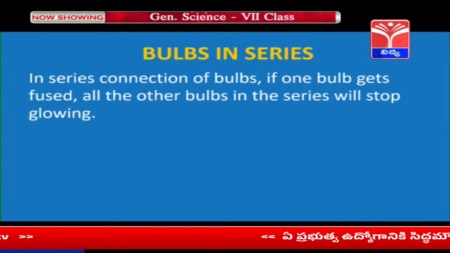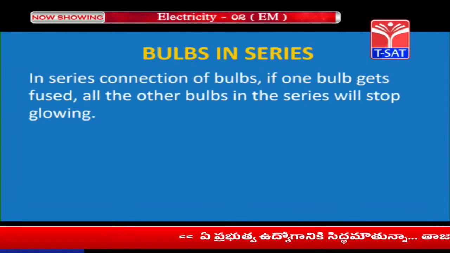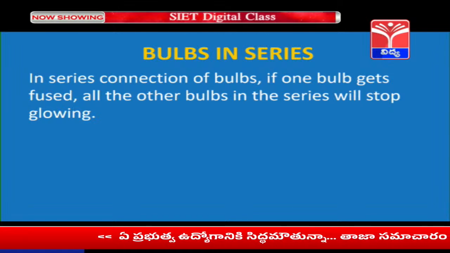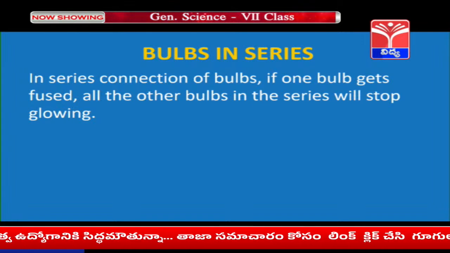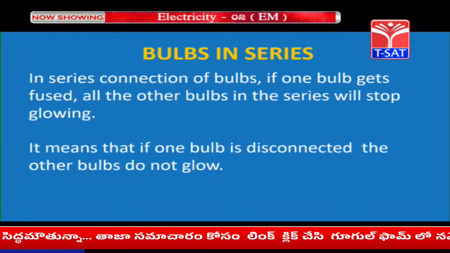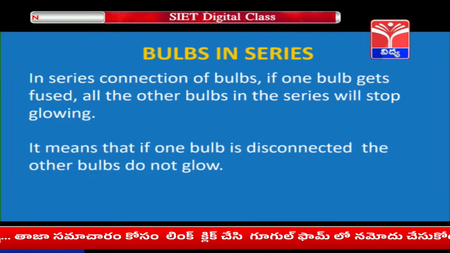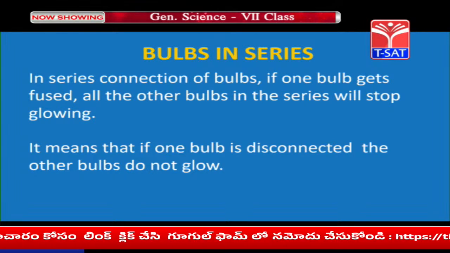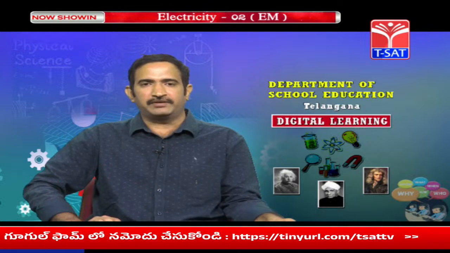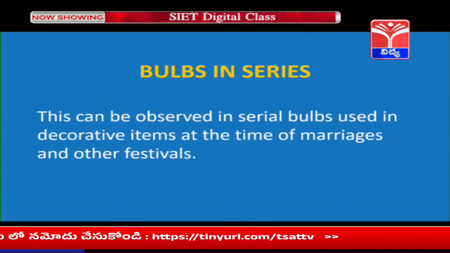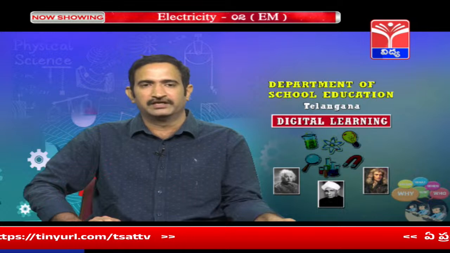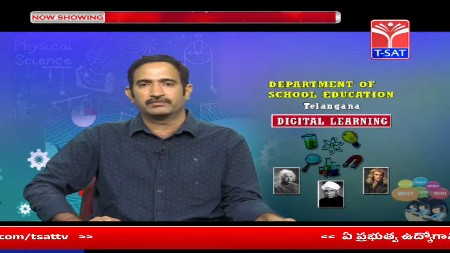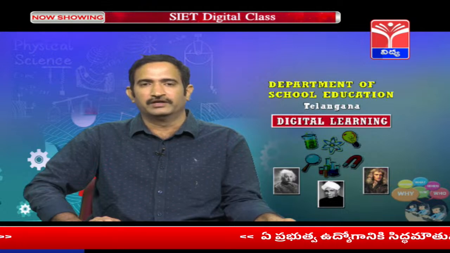In series connection of bulbs, if one bulb gets fused, all the other bulbs in the series will stop glowing. That means if one bulb is disconnected, the other bulbs also stop glowing. This can be observed in serial bulbs used in decorative items at the time of marriages and other festivals. We see this arrangement in the decorative bulbs in our marriages and in our homes.